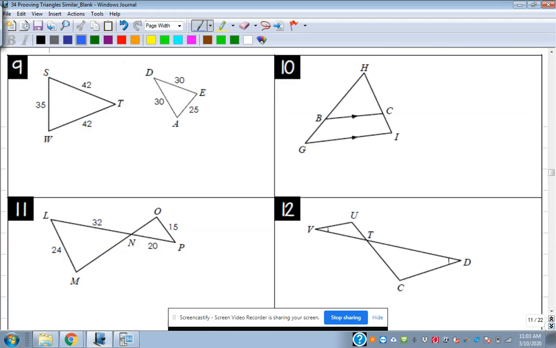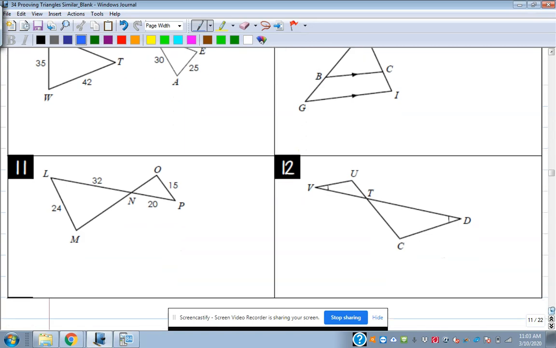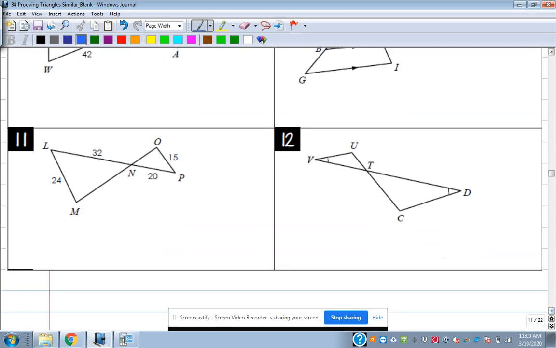Skip to number 11. We're not going to do all these. I'll get bored. So am I. Skip over to number 11.